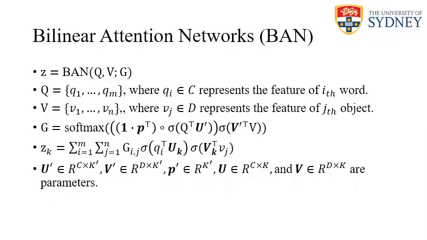We first revisit bilinear attention networks. It has two inputs. The first input Q represents the features of words from LSTM or BERT. The second input V represents the features of objects from an object detector such as Faster R-CNN. Then it computes G to represent the relationship between every element of Q and V. By using G, it computes the joint bindings Z between Q and V for answer classification.